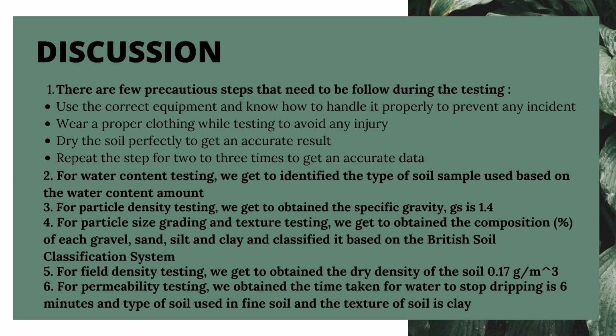For field density testing, we get to obtain the dry density of soil, which is 0.17 gram per meter cube. And lastly, for permeability testing, we obtain the time taken for water to stop dripping, which is 6 minutes. Type of soil used is fine soil, and texture of soil is clay.